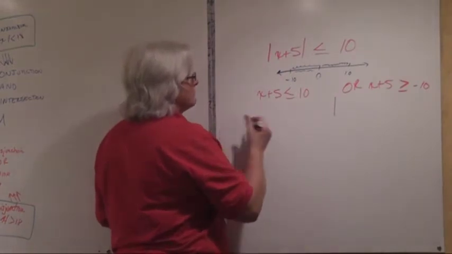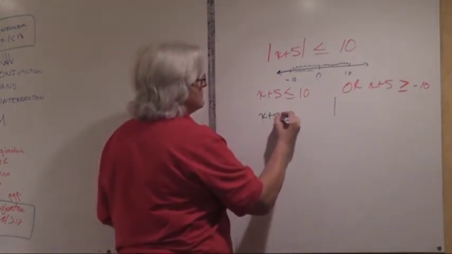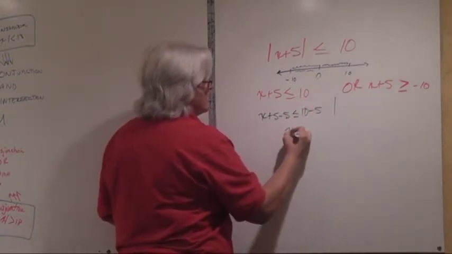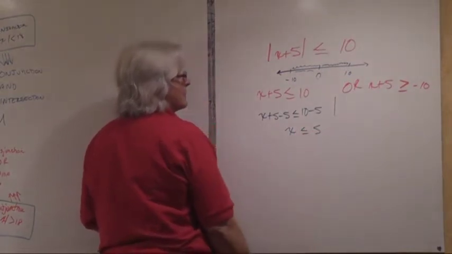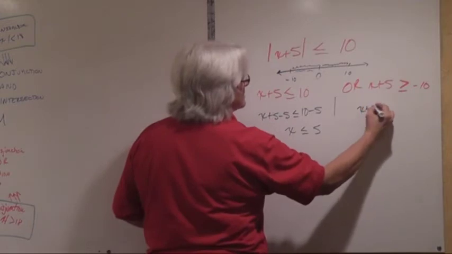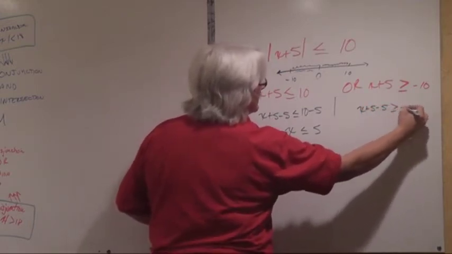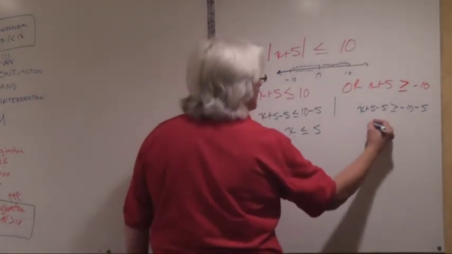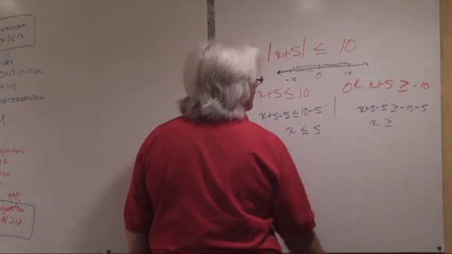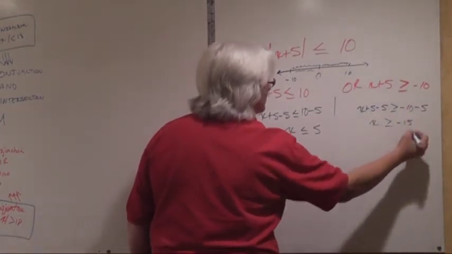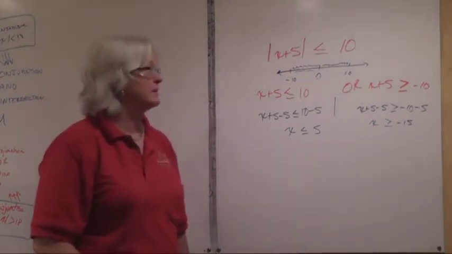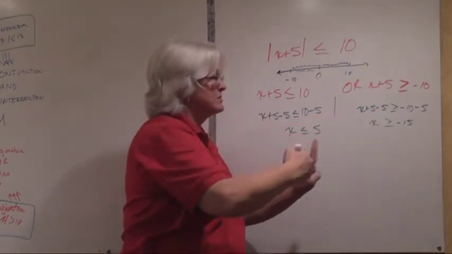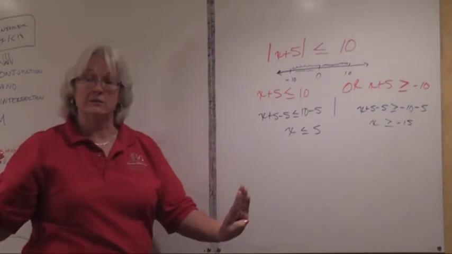You subtract 5 from both sides of the inequality: x plus 5 less than or equal to 10 minus 5. x is less than or equal to 5. Or x plus 5 minus 5 greater than or equal to negative 10. We're going to subtract 5 from both sides of that inequality, and we end up with x greater than or equal to a negative 15.